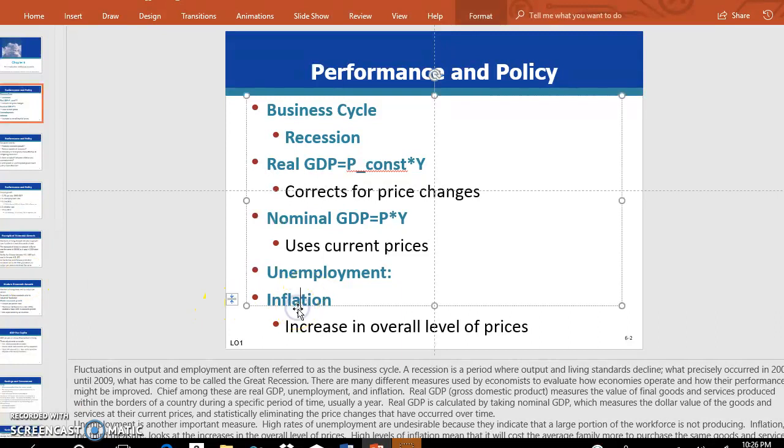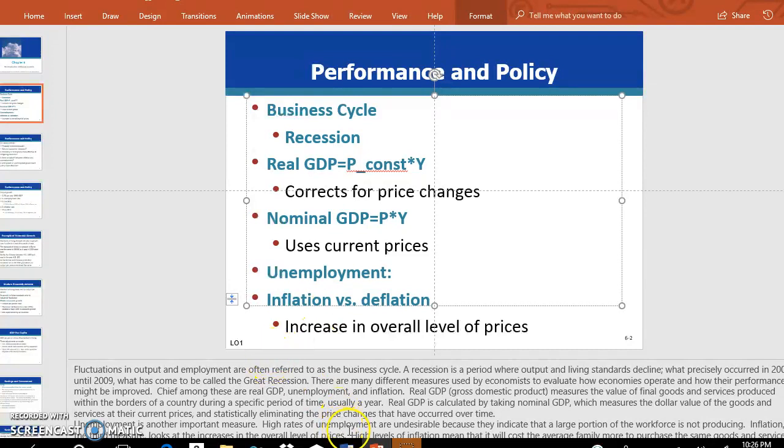Now inflation, increase in the overall level of price, as we said. You see, the price of one or two individual items may decrease, but overall, on average, the price of goods and services increases in an inflation. And on the other hand, let us put the definition here, deflation. In a deflation, price will decrease, right? Overall price level will decrease.